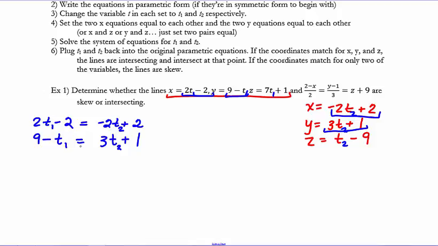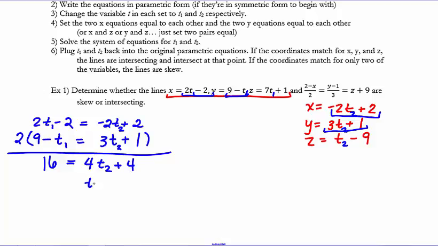Anyways, I have two equations and two unknowns, so I need to solve. In order to solve this, I'm going to multiply the second by 2 and then add. So I have negative 2 plus 18, which is 16. 2t1 minus 2t1, that's going to cancel out. Negative 2t2 plus 6t2 is going to be 4t2, and 2 plus 2 is going to be 4. So t2, if I subtract 4 and then divide by 4, is going to be 3.